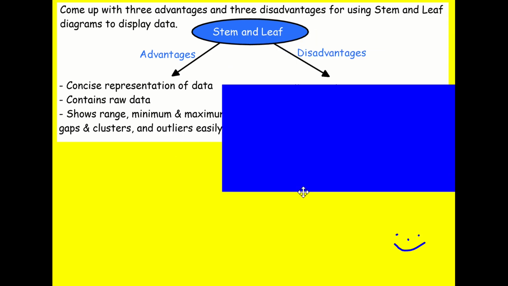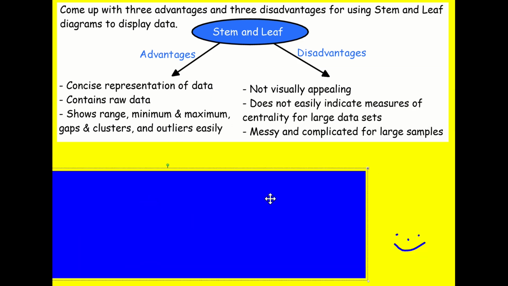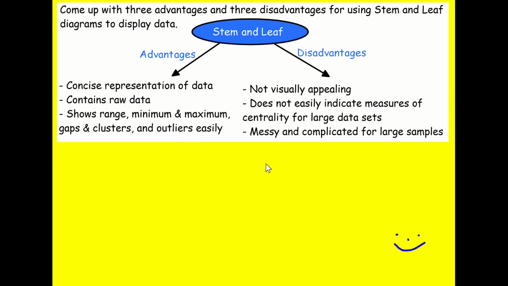The disadvantages then are that they're not visually appealing. Well, do you know what? I think this is down to the individual. I actually really think they are quite nice. I suppose this is in comparison to other charts with color and everything. But this is one thing that's deemed anyway. They're not as visually appealing as other types of graphs.